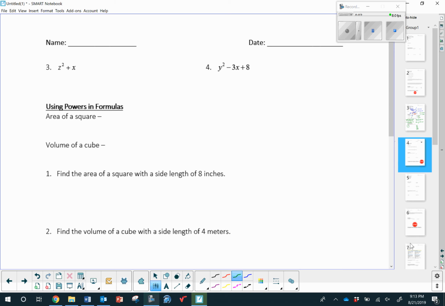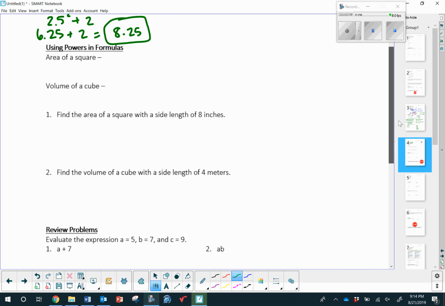All right, turning over to the back page, we have z squared, which is 2.5 squared plus x, so plus 2. 2.5 squared is 2.5 times 2.5, which is 6.25 plus 2 equals 8.25. All right, I'm going to let you try number 4. Again, if you have any questions at all, please, please, please ask.